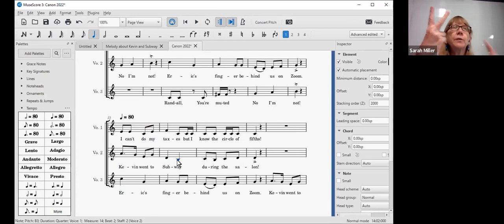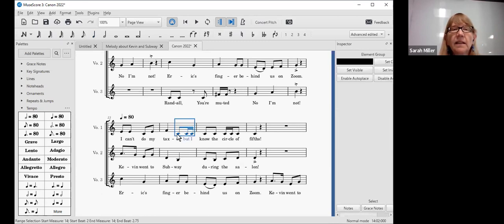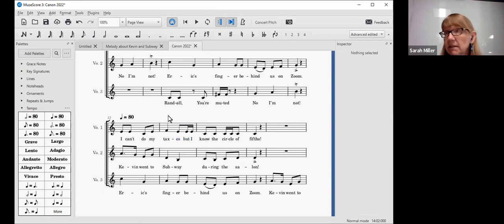So we have G and B. When you have notes a third apart, you can add the third below the lower note or the third above, or in this case, the seventh of the chord. So what are our possibilities? A third below would be E, right?